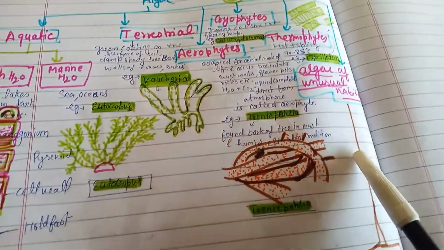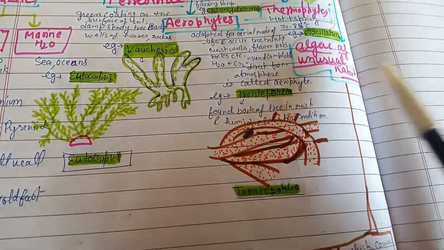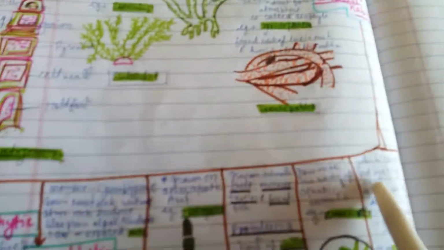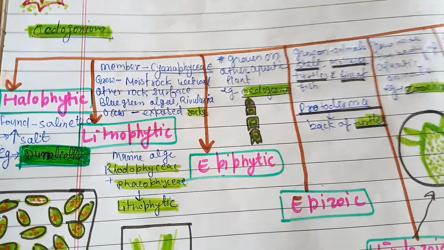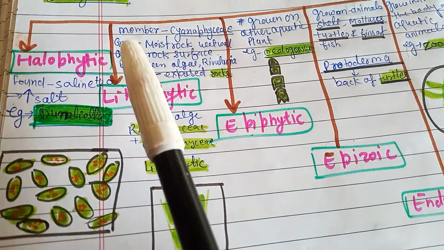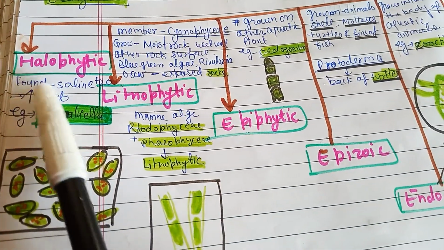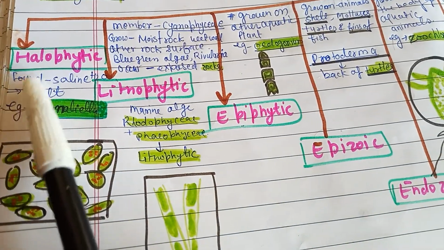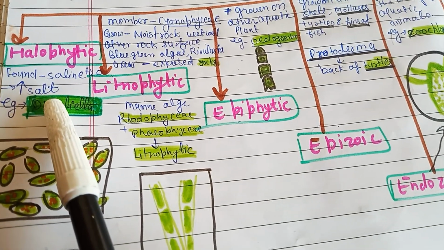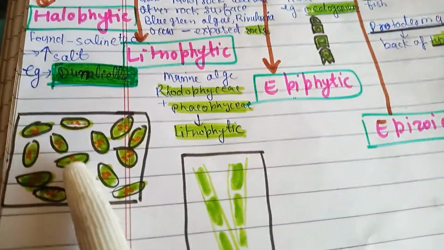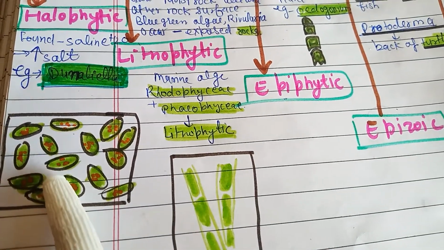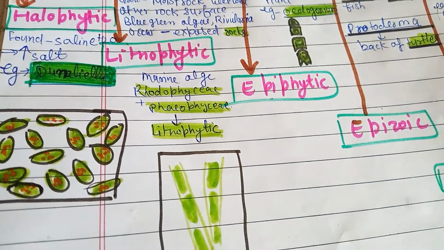The next part is unusual habitat of algae. First is halophytic. Halophytic algae are those algae found in saline water and have high salt tolerance capacity. Example is Dunaliella. This is structure of Dunaliella, a halophytic alga.